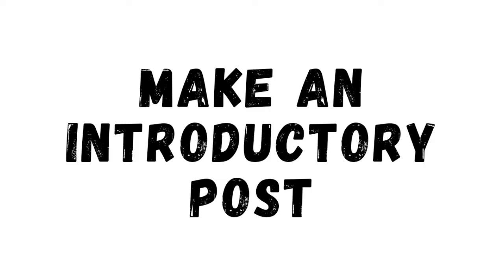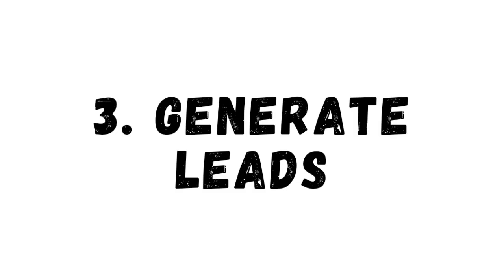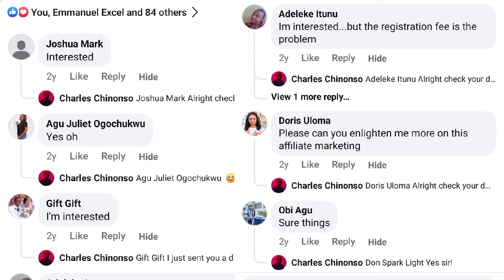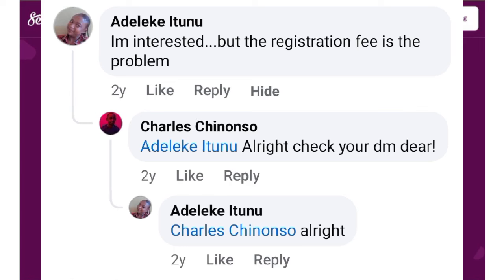So once you're done with that, you want to reply to their comments and convert them to leads. By now you must have gotten a good number of responses, a good number of people that commented interested. So you want to reply to their comments by telling them that you sent them a DM. Now in their DM, you want to build a bit of relationship with them.